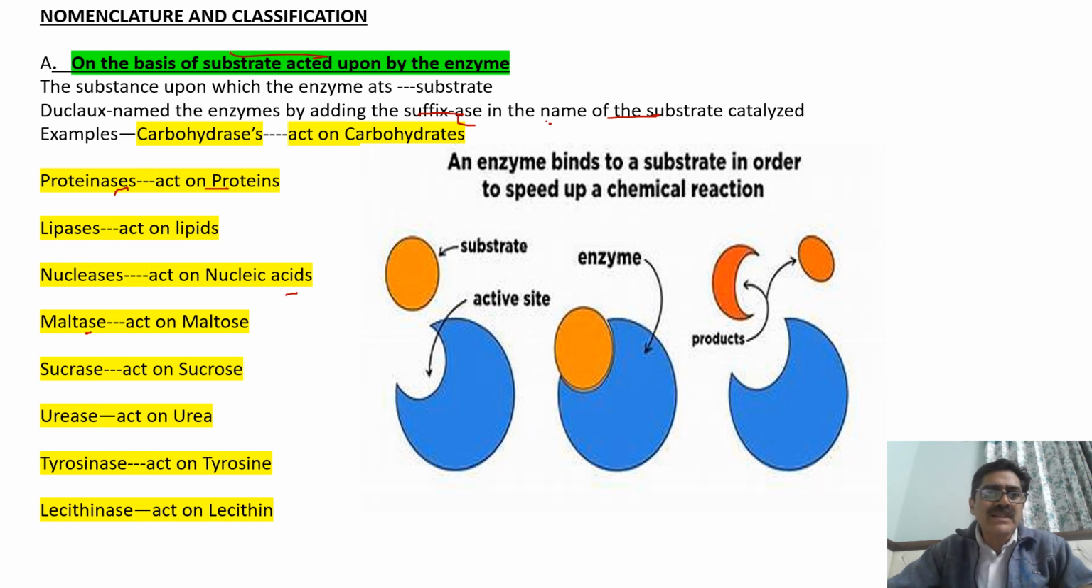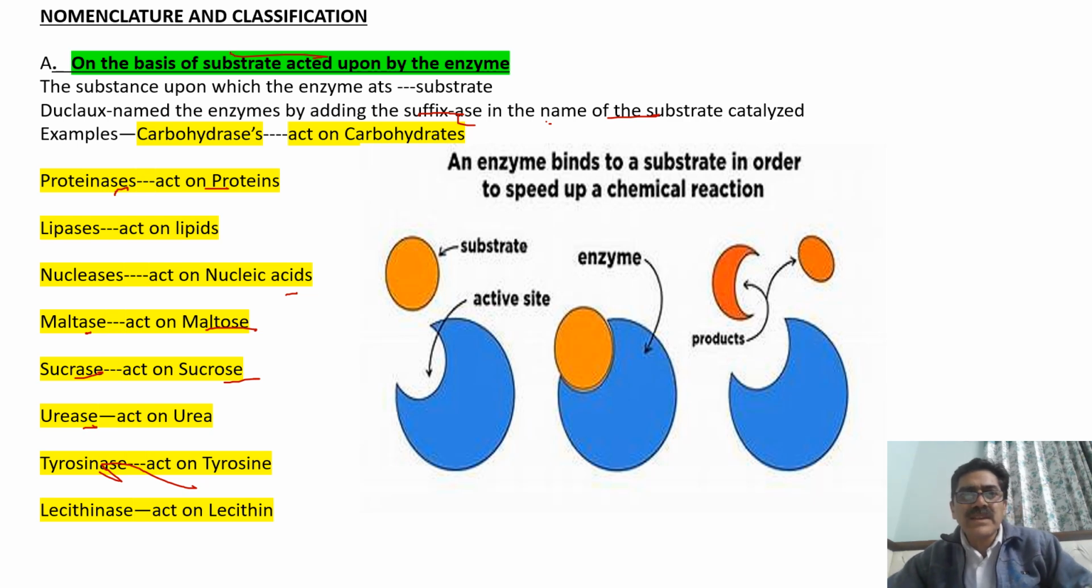Maltase is the enzyme, it acts on substrate maltose. Similarly, sucrase acts on sucrose. Urease means it acts on urea as the substrate. Tyrosinase, it means it acts on tyrosine. Similarly, lecithinase, it will act on lecithin.